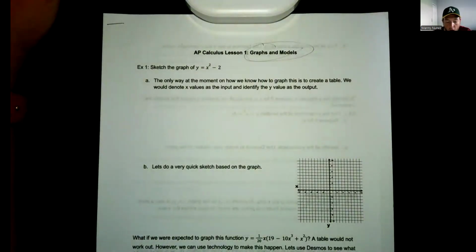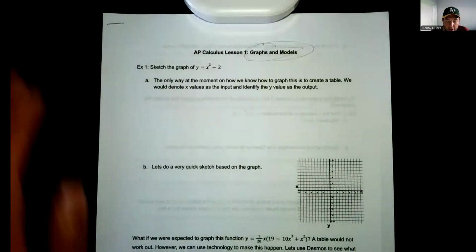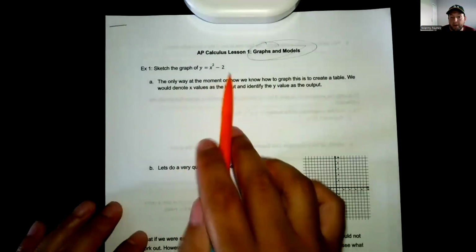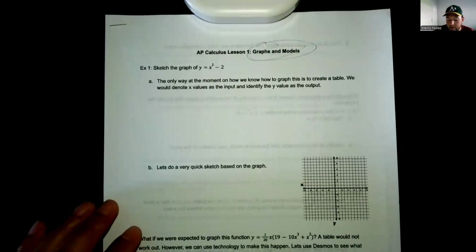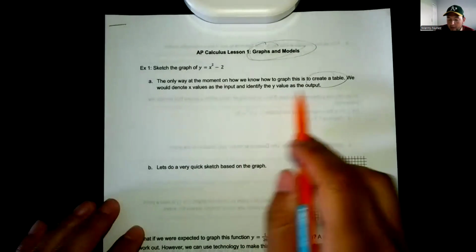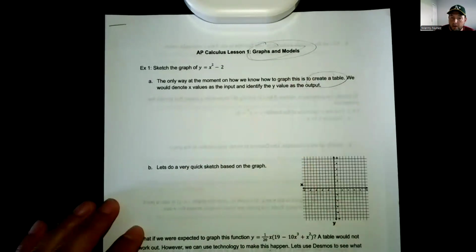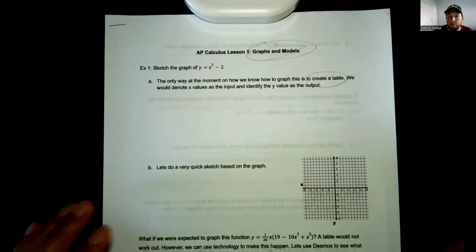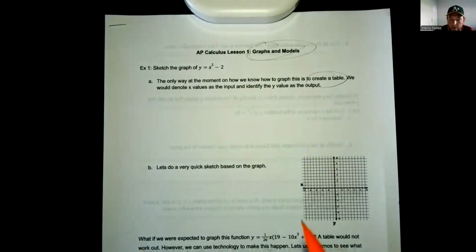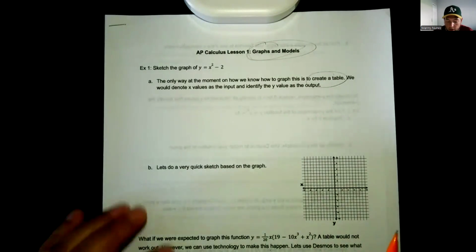So in this example, if we want to sketch the graph of y equals x squared minus 2, without teaching you anything new, we're going to go back to our Algebra 1 or pre-algebra days. The only way at the moment that we know how to graph is to create a table. We would denote the x values as the input and the y values as the output. Input is what we put in, and output is what we get out from the equations or functions we'll be working with.